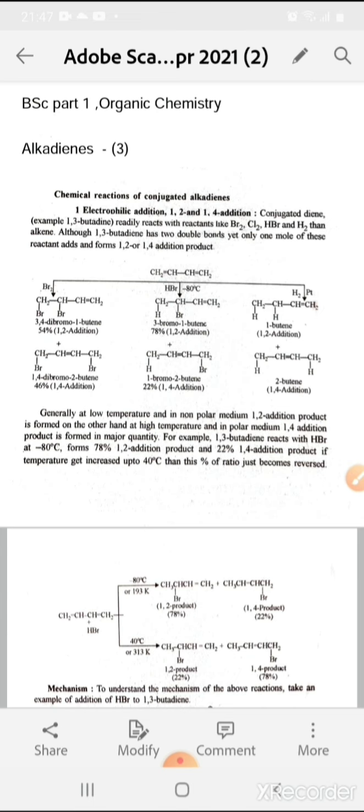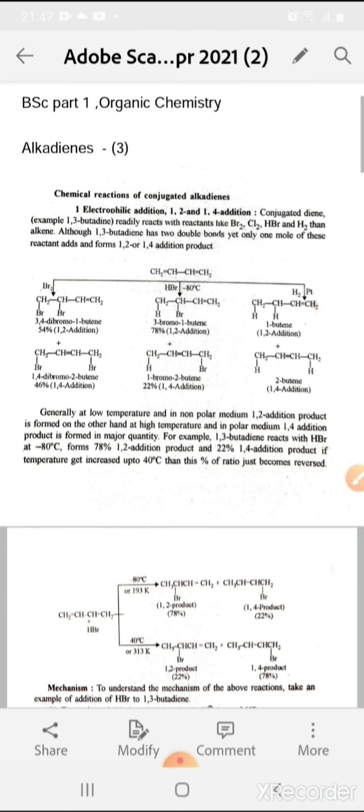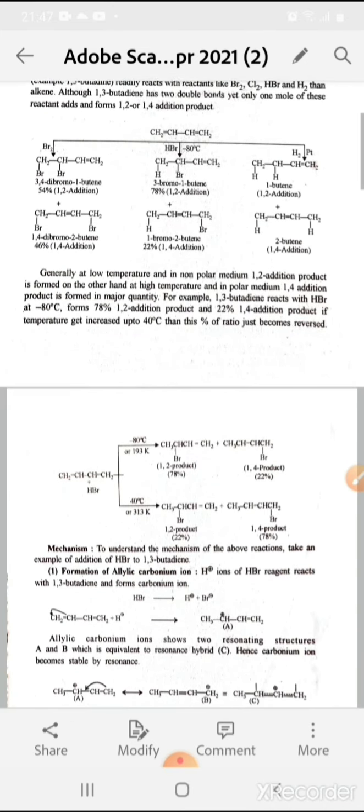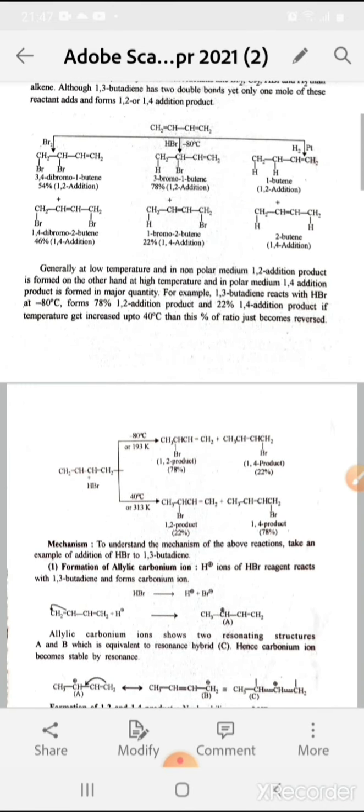For example, 1,3-butadiene reacts with HBr at -80 degrees centigrade to form 78% 1,2 addition product and 22% 1,4 addition product. If temperature gets increased up to 40 degrees centigrade, then the ratio just gets reversed. If we see this reaction, 1,3-butadiene is reacting with HBr at -80 degrees centigrade, forming 1,2 product 78% and 1,4 product 22%.